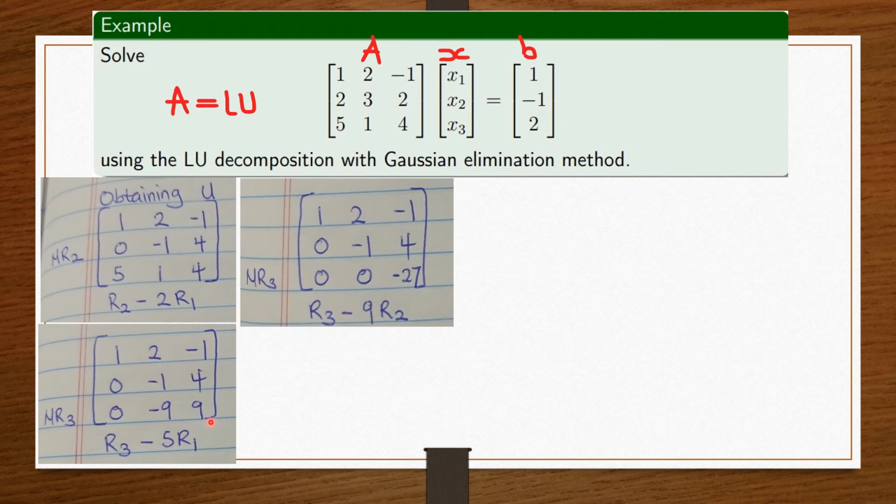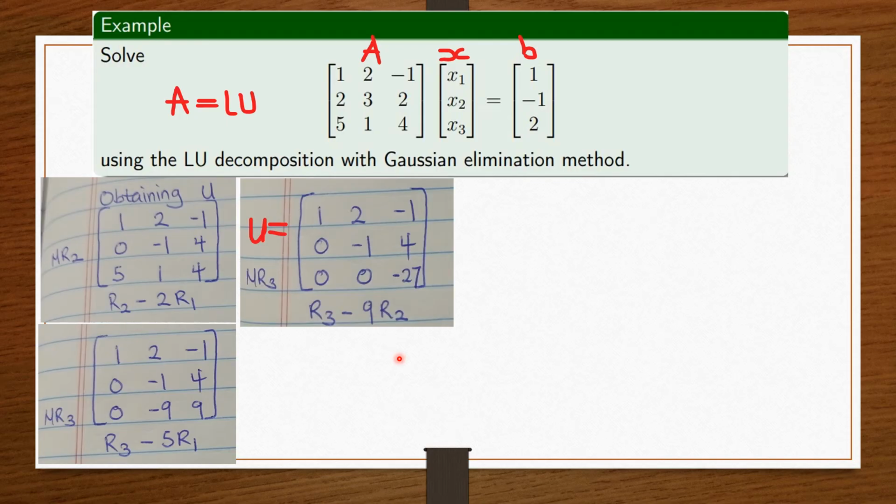That will give us here to be negative 27. So now you can see that we have achieved our U, which is our upper triangular matrix, having the lower portion being zeros. So now we can go ahead and look for our L since we have U.